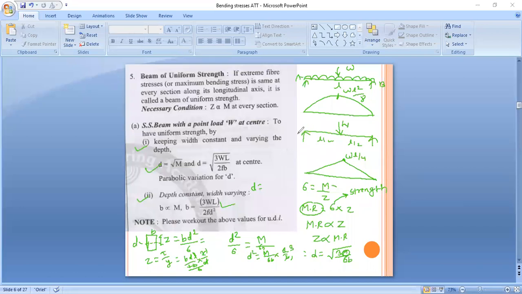So just remember that when we say beam of uniform strength, the extreme fiber stresses or maximum bending stresses are the same at every section along its longitudinal axis. म्हणजे जर आपला हा बीम असेल तर त्या बीमच्या लॉन्जिट्युडिनल ऍक्सिसला जे एक्स्ट्रीम फायबर स्ट्रेसेस ते सेम असतील तर तो बीम काय झाला तुमचा युनिफॉर्म बीम असेल. This is called a uniform beam.